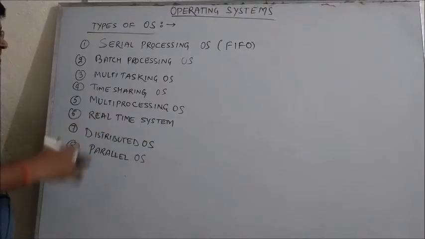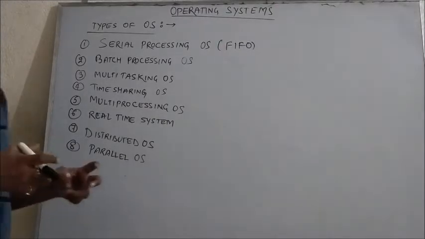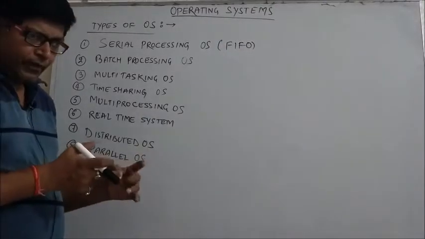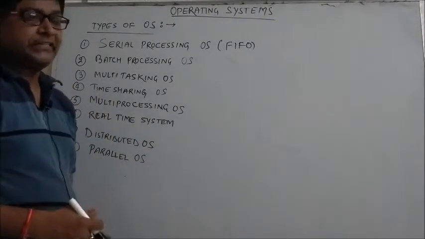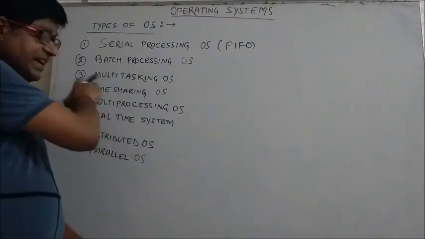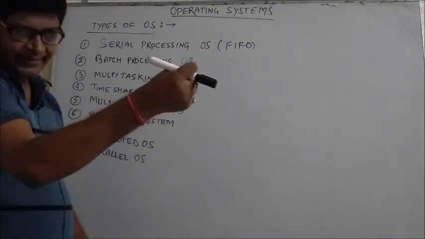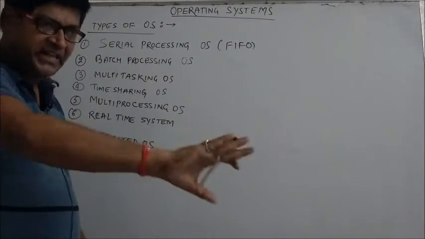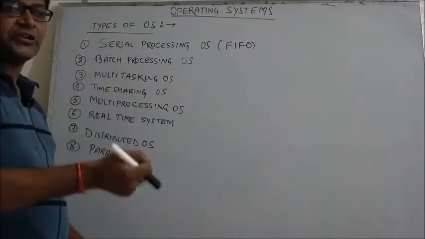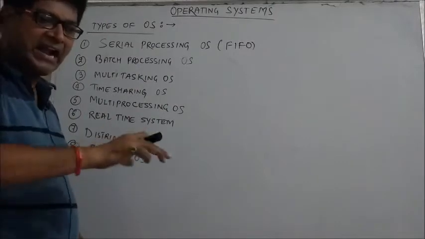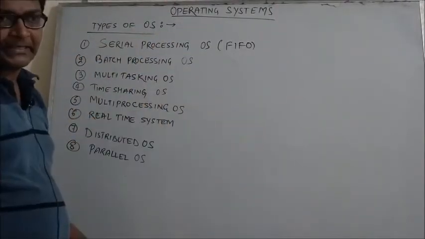The next one is your multitasking operating system. So multitasking means what? When the operating system submits the job to the CPU, then what does the CPU do? In multitasking, the CPU does not take a job and complete the execution. Rather, it will execute some part of that job and it will just jump to the other job which was submitted by the operating system.